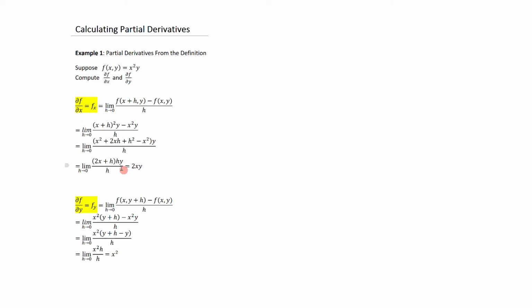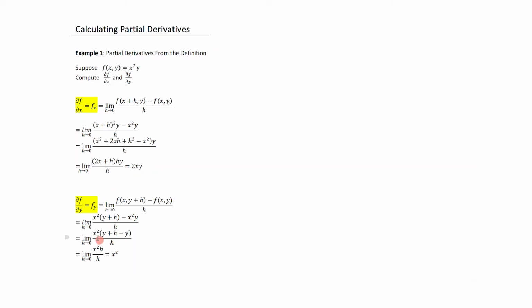h is basically out of the picture here in the sense that as h goes to 0, the only term that's left is 2x, so you end up with 2xy. For f partial y, basically we perturb the y value, so this becomes f(x, y plus h) minus f(x, y). So again, what we would do is plug in y plus h in here and x, and then do the calculation that's shown here.